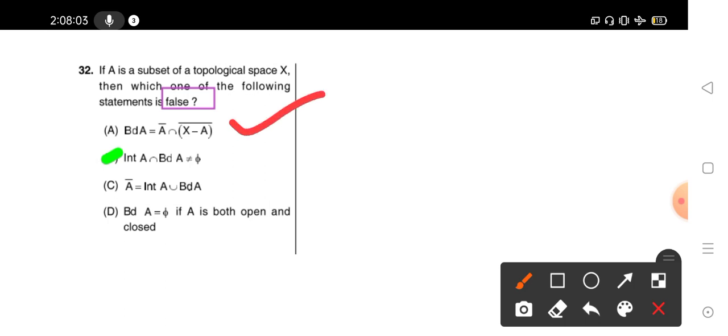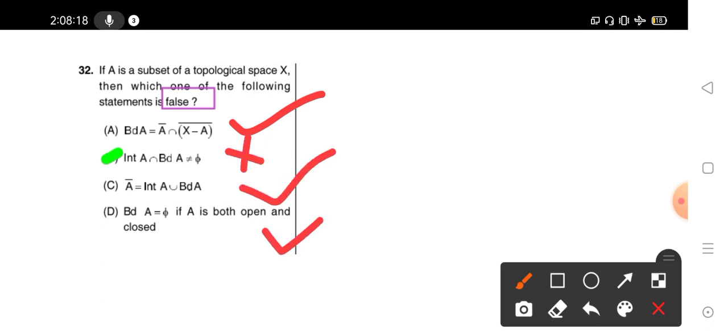Here this is correct: boundary of A equals A closure intersection (X minus A) closure, and interior of A intersection boundary of A is non-empty. Here, given this is empty, so this is the wrong option.